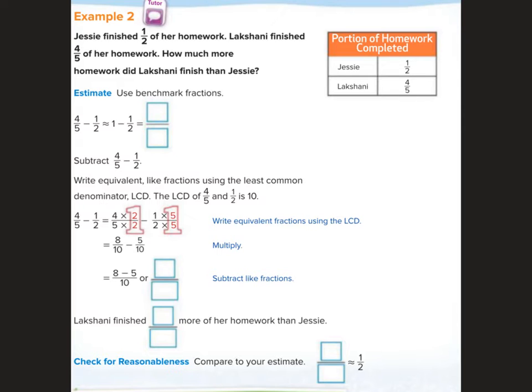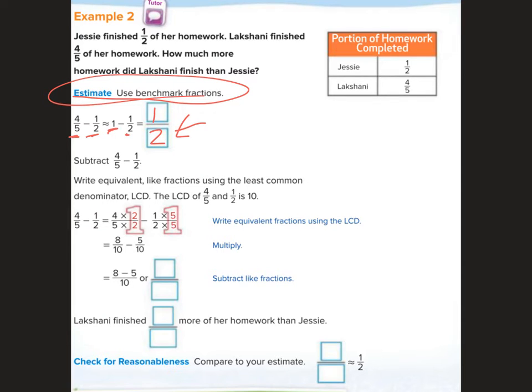We're going to estimate using benchmark fractions here. 4/5 minus 1/2. 4/5 is about 1. Half is about, you guessed it, a half. So our answer should be right around a half. This is just to make sure that we're calculating correctly.